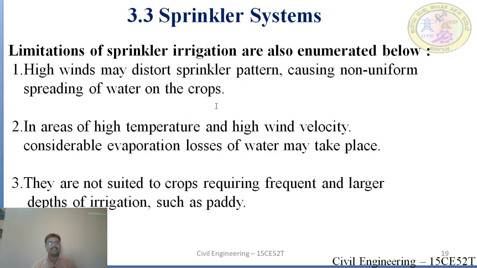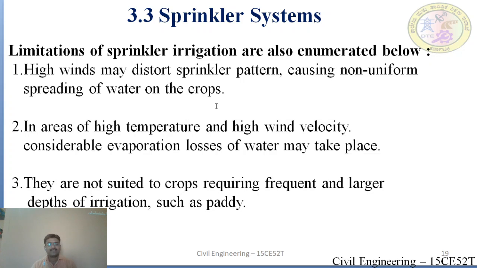Next limitation. In areas of high pressure and high wind velocity, considerable evaporation losses of water may take place. If the temperature is high, the water which is sprinkled on the field channels or on the crops, before getting infiltrated or absorbed by the root zone of the plants, will get evaporated due to the temperature rise, and hence there are many evaporation losses.